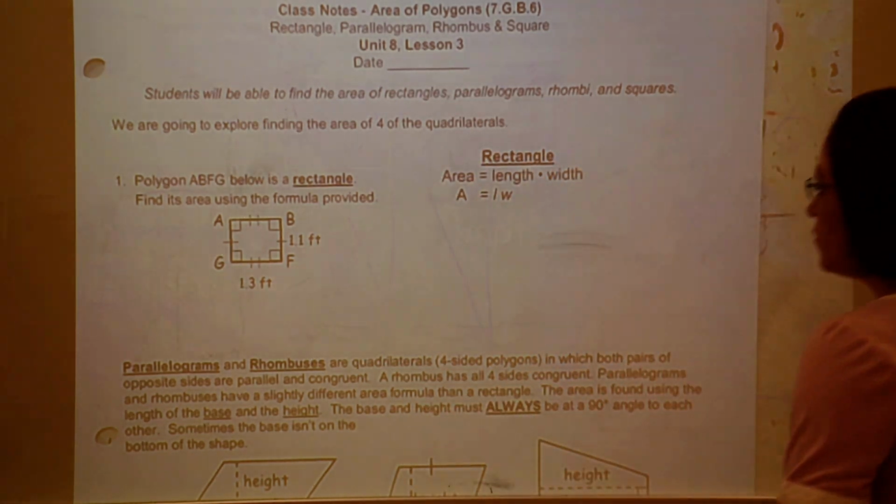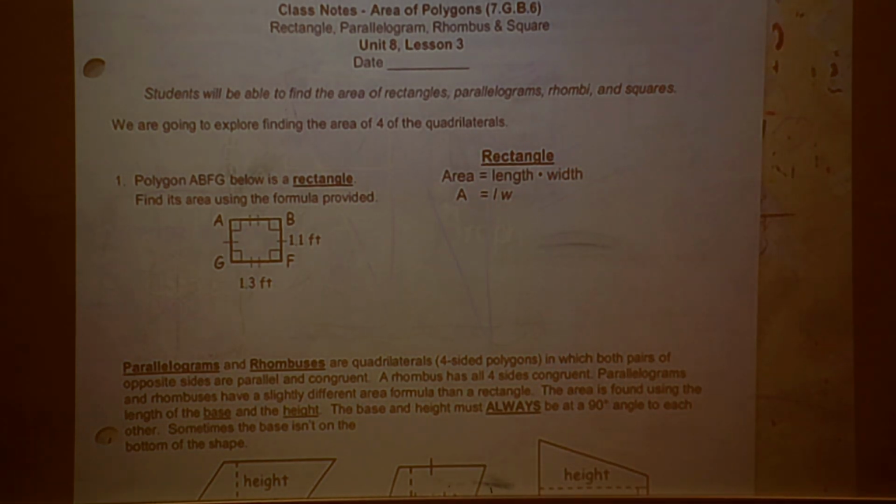All right, so area of a rectangle. When we're doing this lesson, I'm going to be using a pink highlighter and a blue highlighter. If you have highlighters at home and you want to add this into your notes, since your notes are in black and white, it might be helpful.